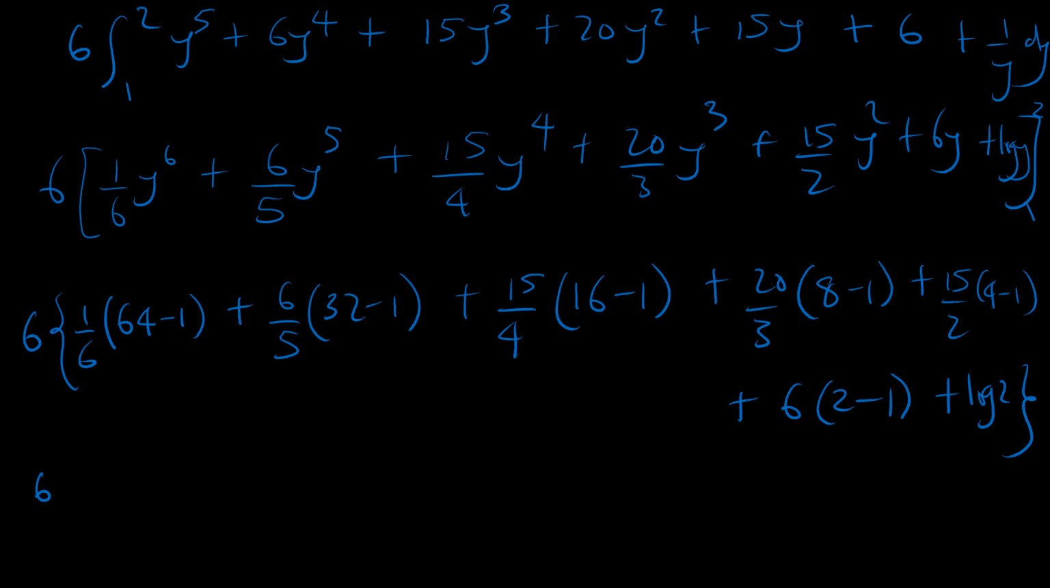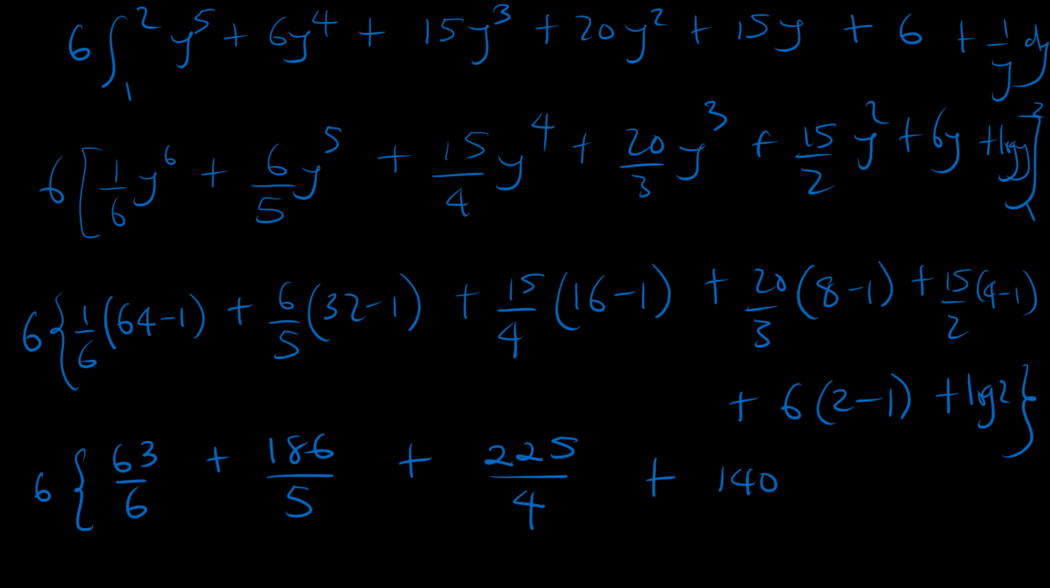So this is 63 over 6 plus 6 times 31, which is 186 over 5, plus 15 times 15, 225 over 4, plus 20 times 7, which is 140 over 3, plus 15 over 2 times 3, this is 45 over 2, plus 6 times 1 is 6, plus log 2.